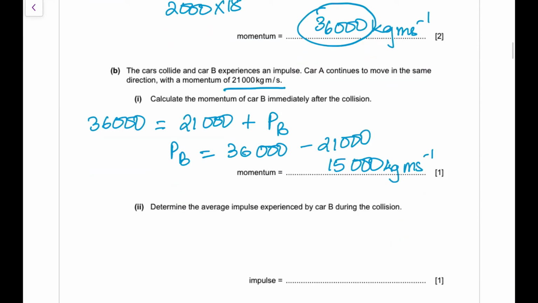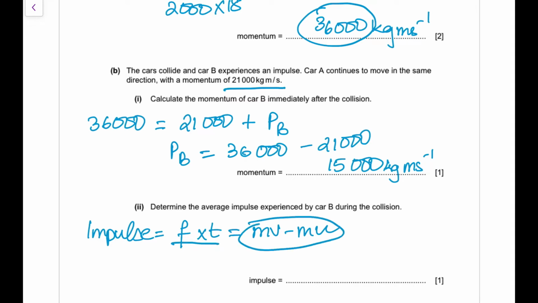Determine the average impulse experienced by car B during the collision. So the formula of impulse is force multiplied by the time of impact, which is also equal to mv minus mu, or in other words, the change in momentum. Since we do not have the values of force and time during the collision, we'll go with this one.